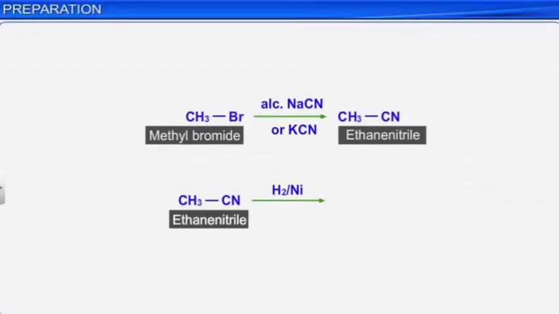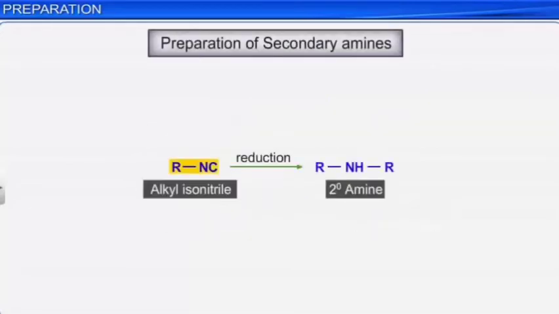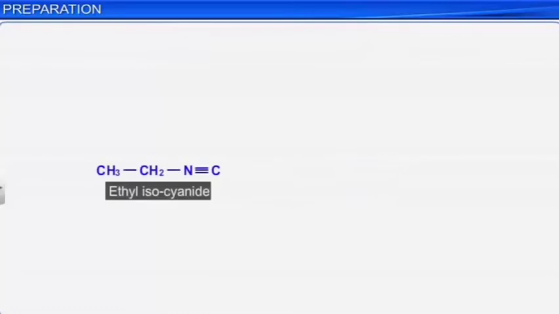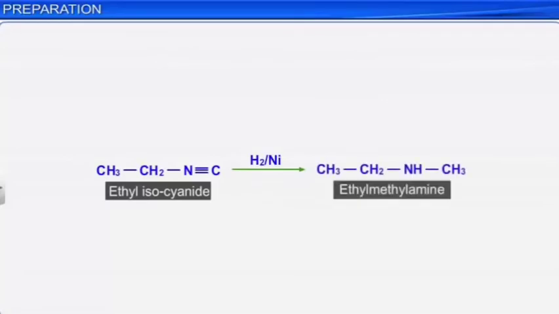The reduction of isonitriles or carbyl amines yields secondary amines. For example, ethyl isocyanide on reduction gives ethyl methyl amine, which is a secondary amine. In this method, we get only secondary amines in which one group is always the methyl group.